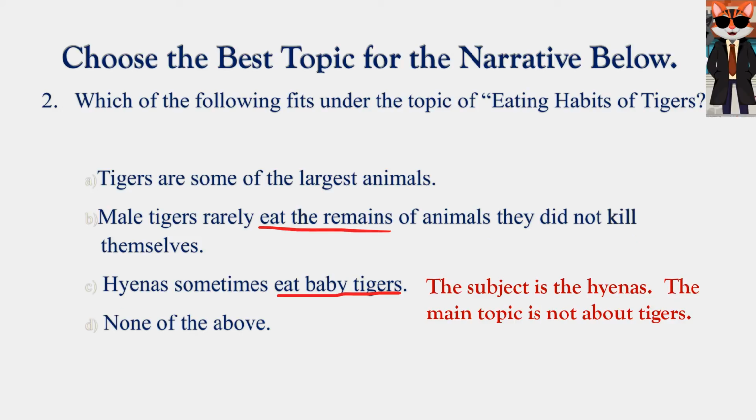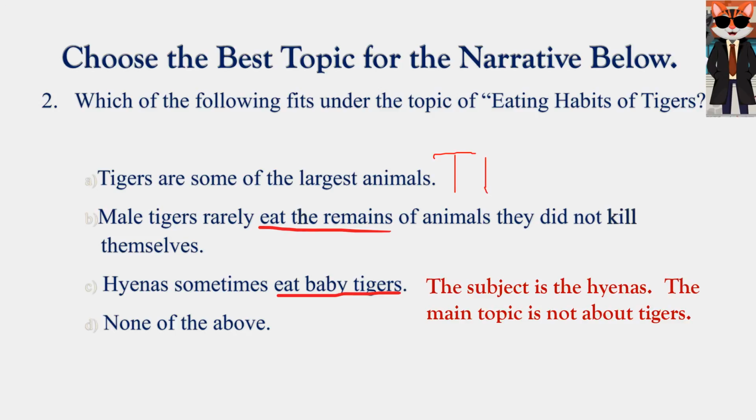Choose the best topic for the narrative below. And this isn't really a narrative, this is a couple of sentences. And what will happen is there's another question type that will say, which of the following fits under the topic of eating habits of tigers? And it says, tigers are some of the largest animals. Well, immediately off the block, what do you call that? What is this? Tigers are some of the largest animals. I'm going to go on ahead and put TB here, meaning too broad.